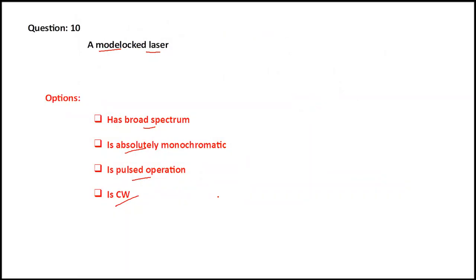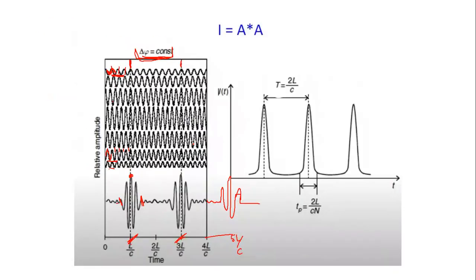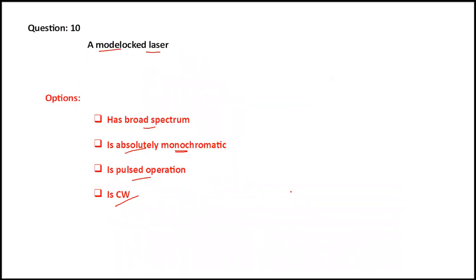So basically, a mode locked laser is not absolutely monochromatic. This cannot be the answer, because they have different values of lambda. So a mode locked laser is not absolutely monochromatic, so this is not our right answer. Second thing, it is a pulsed operation. Coming to this option, it is a pulsed operation.